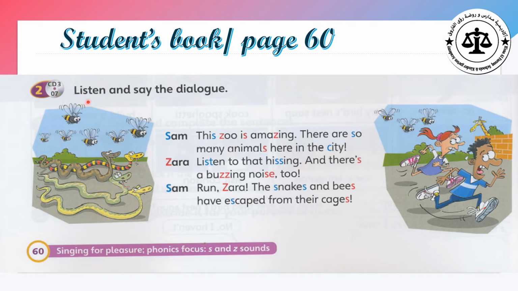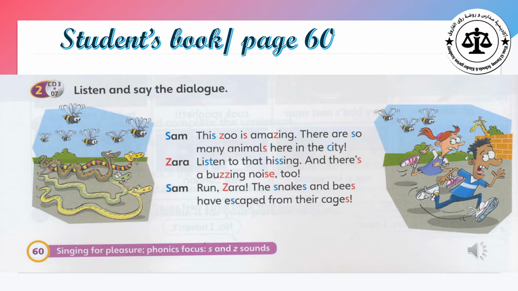And now question number 2, listen and say the dialogue. In this question, we have to recognize two sounds, the S sound and the Z sound. S is the sound of snakes, the Z sound is the sound of bees. So we want to listen to this dialogue and please recognize the S and the Z sound. Student's Book, page 60, 2. Listen and say the dialogue.